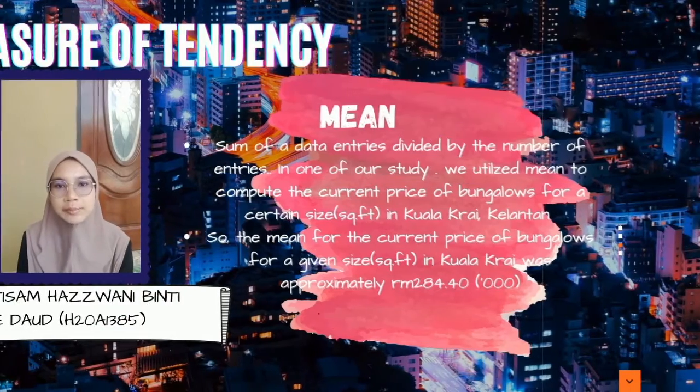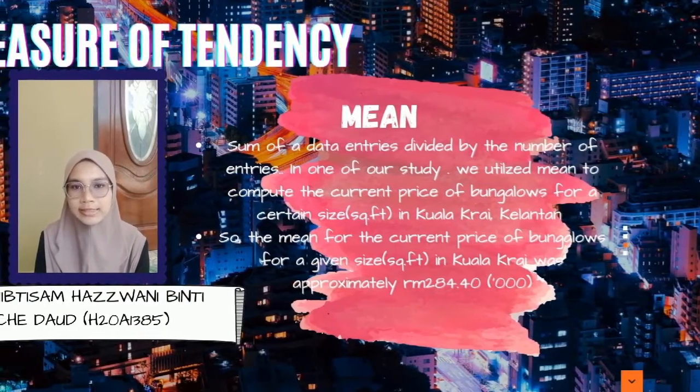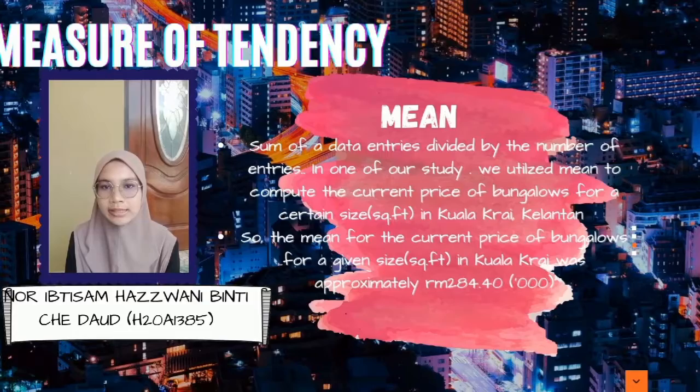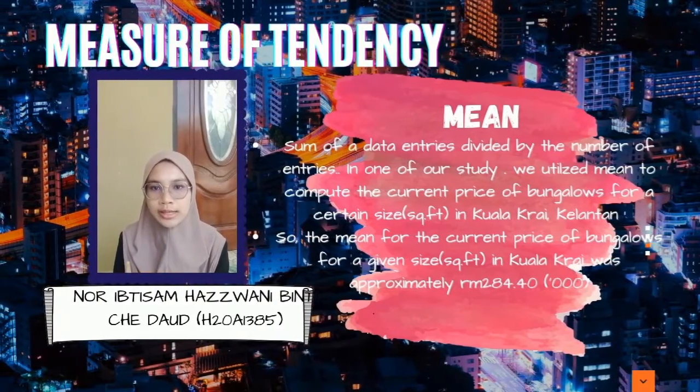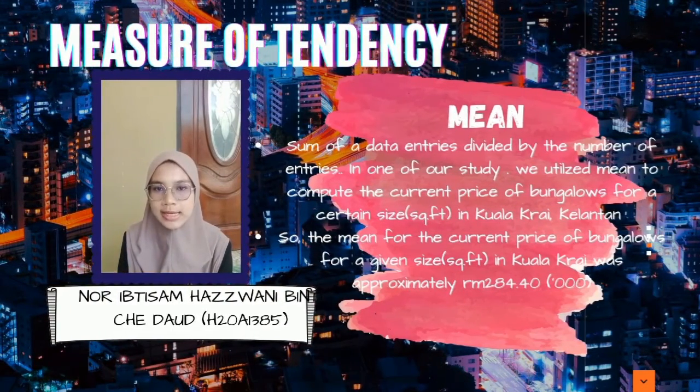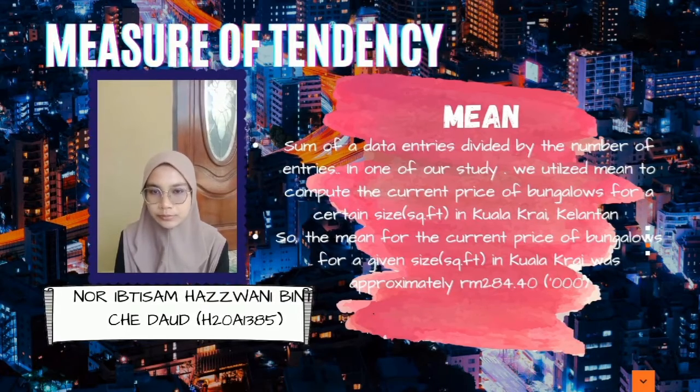Okay, first is mean. Mean is the sum of data entries divided by the number of entries. In our study, we utilized mean to compute the current price of bungalows for a certain size in Kuala Kelantan.